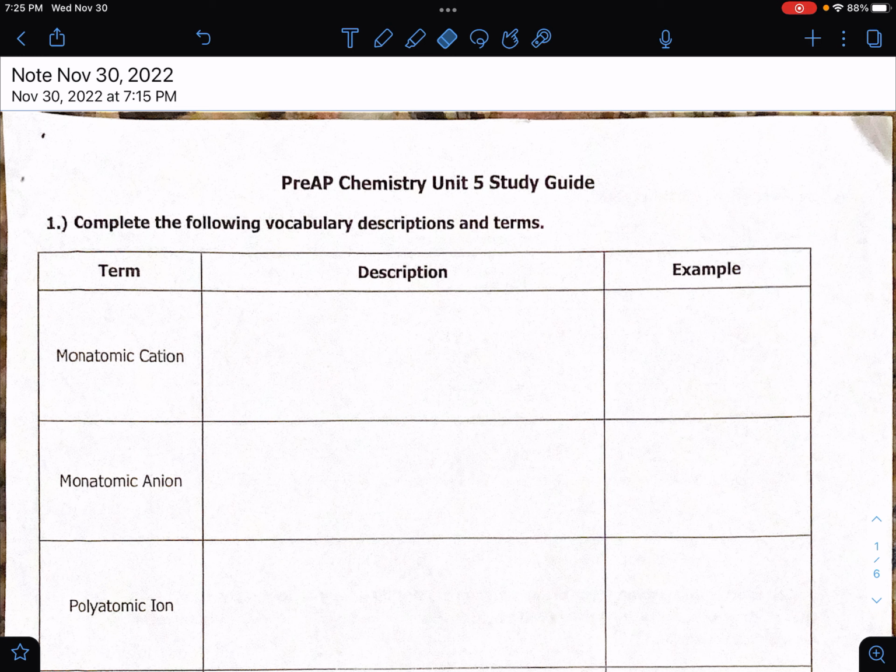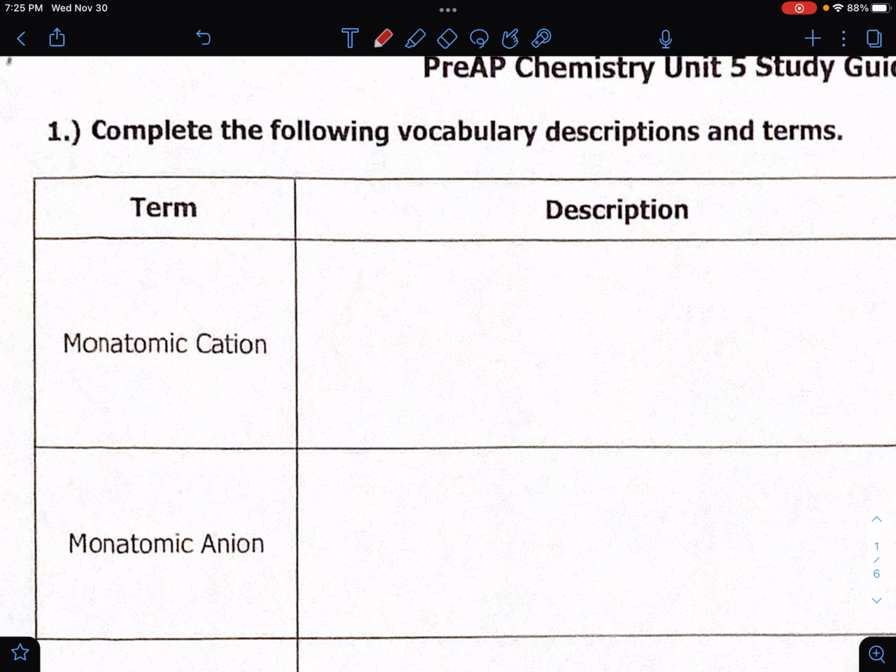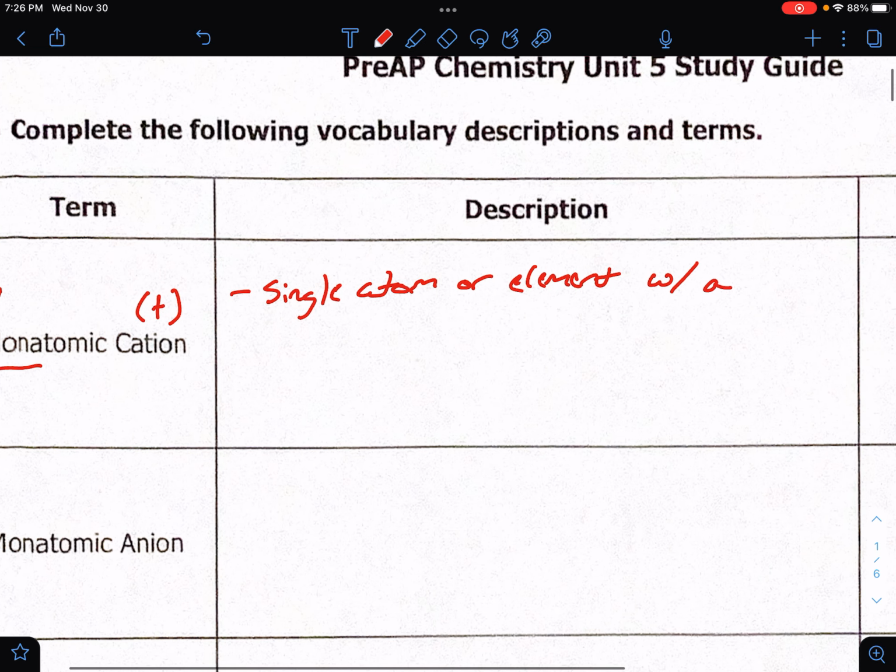Okay, so the monatomic cation, that's our first thing. If you want to understand what that means, we have to break down the word. Mono means one, or singular. So this basically means one atom or one element that is a cation. Remember, cations are positive. That's a positive ion. So it is a single atom or element with a positive charge.